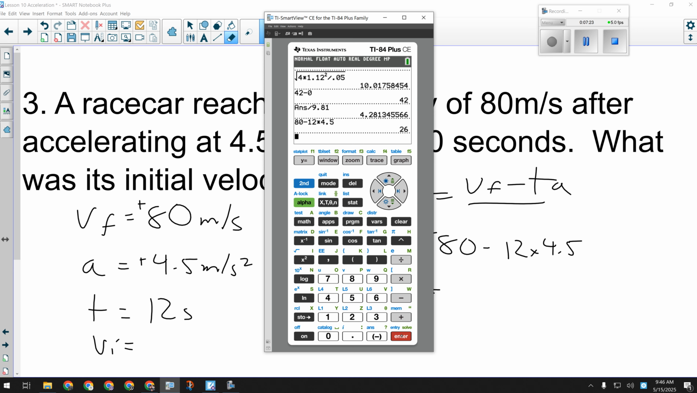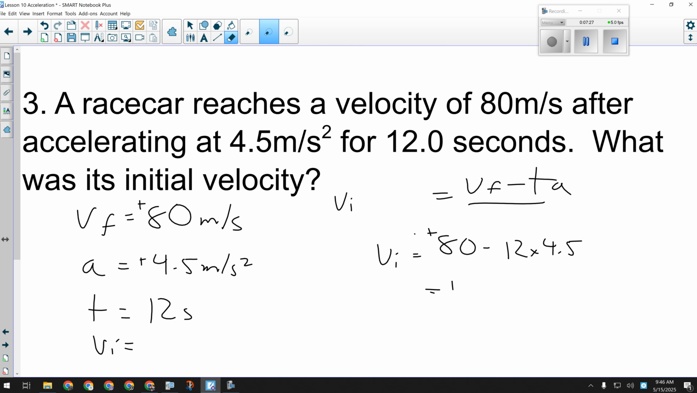So that car, when it started accelerating, was moving at positive 26 meters per second. I would also accept forwards, because a race car is certainly not going 80 meters per second in reverse. Use context clues for a question like that. Questions on how that one worked? Anybody need that? Okay.